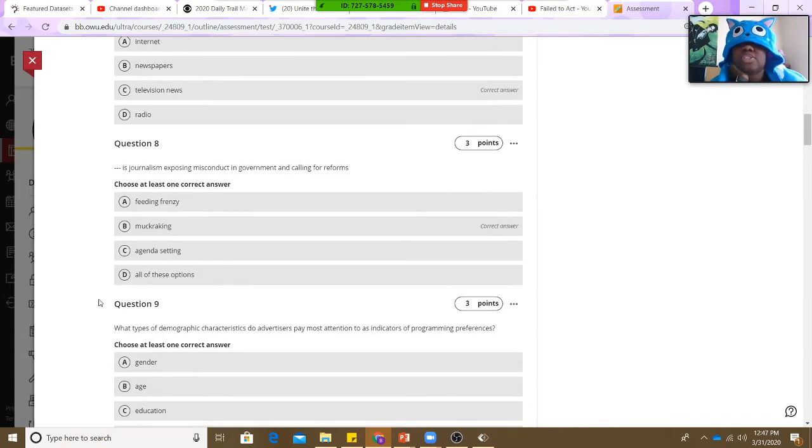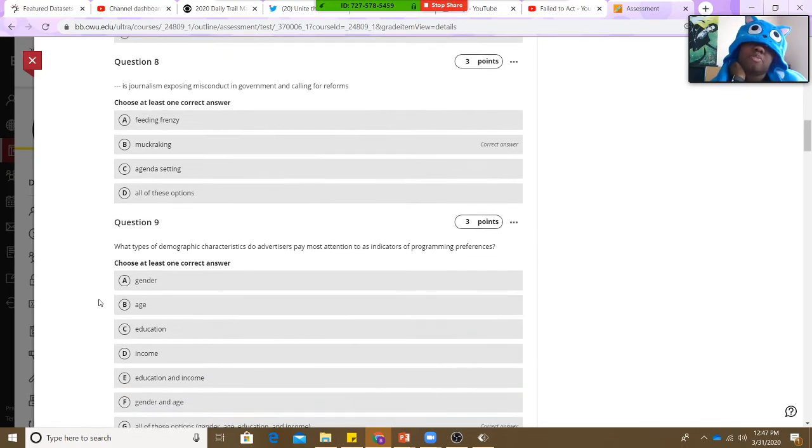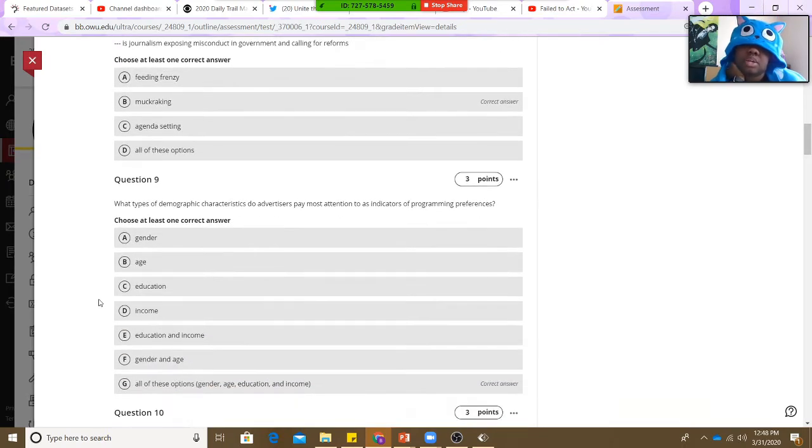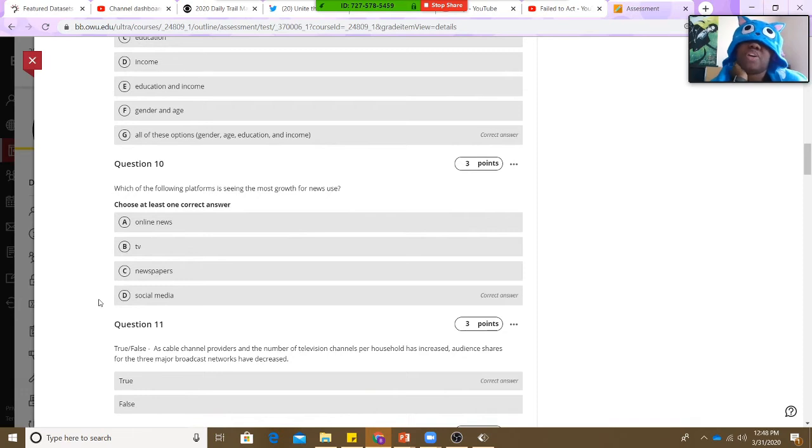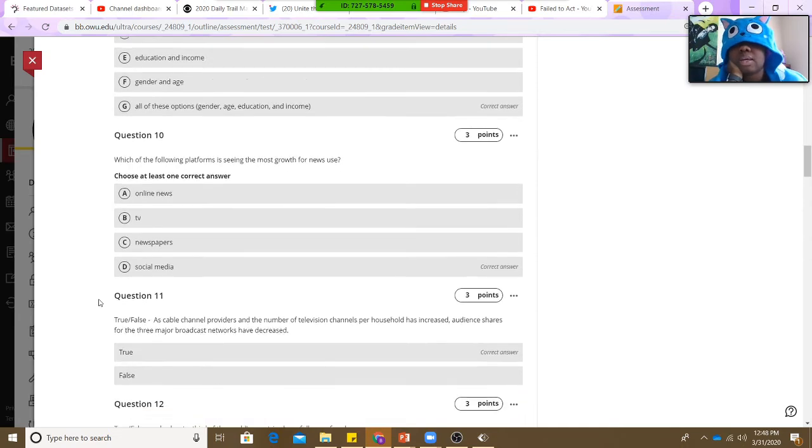8, blank is journalism exposing misconduct in government and calling for reforms. That is muckraking. 9, what types of demographic characteristics do advertisers pay the most attention to as indicators of programming preferences? The answer is G, all of the above. 10, which of the following platforms sees the most growth for news use? That is D, social media.